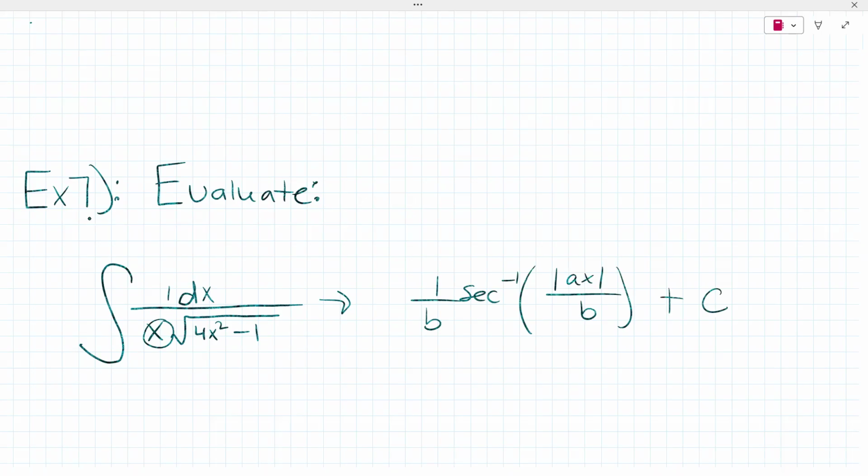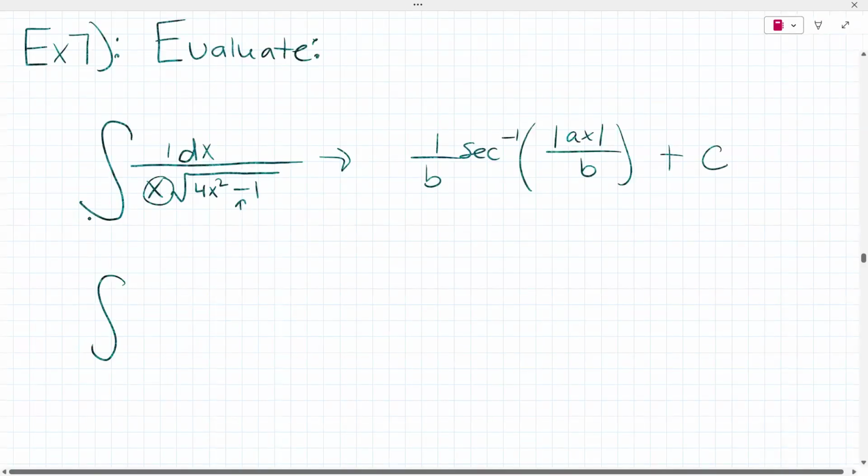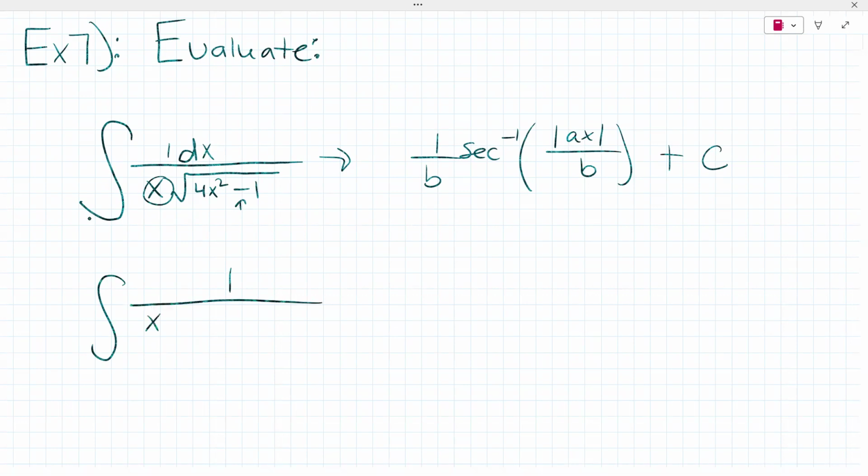So the key is there's an x on the bottom, and then there's a square root, and then there's a minus here. So that's why I'm using this rule. x times the square root. What number squared gives you 4x squared? That's 2x, minus, and then what number squared gives you 1? 1. So our a is not the x, it's the constant 2, and my b is 1.